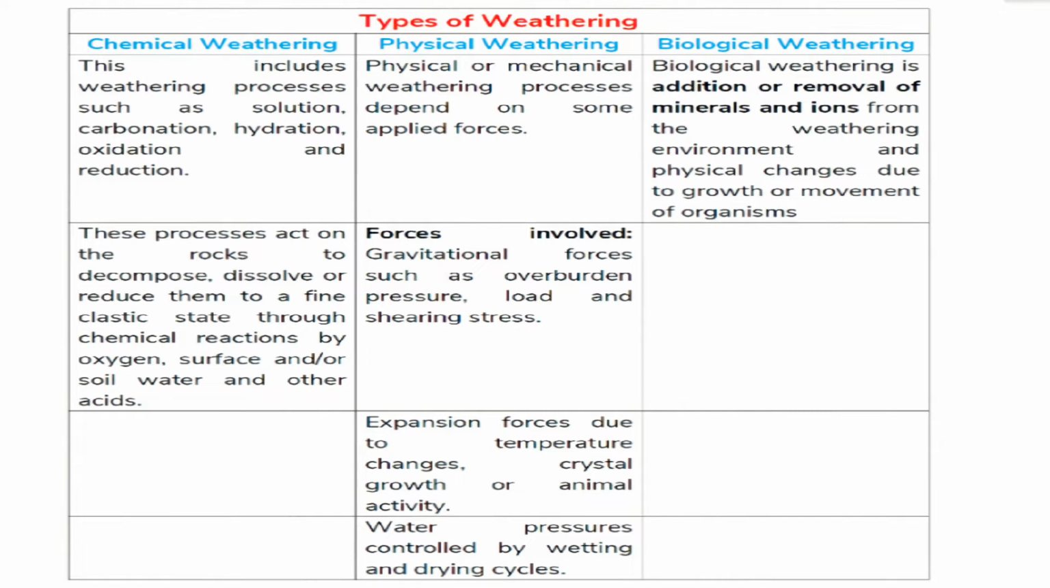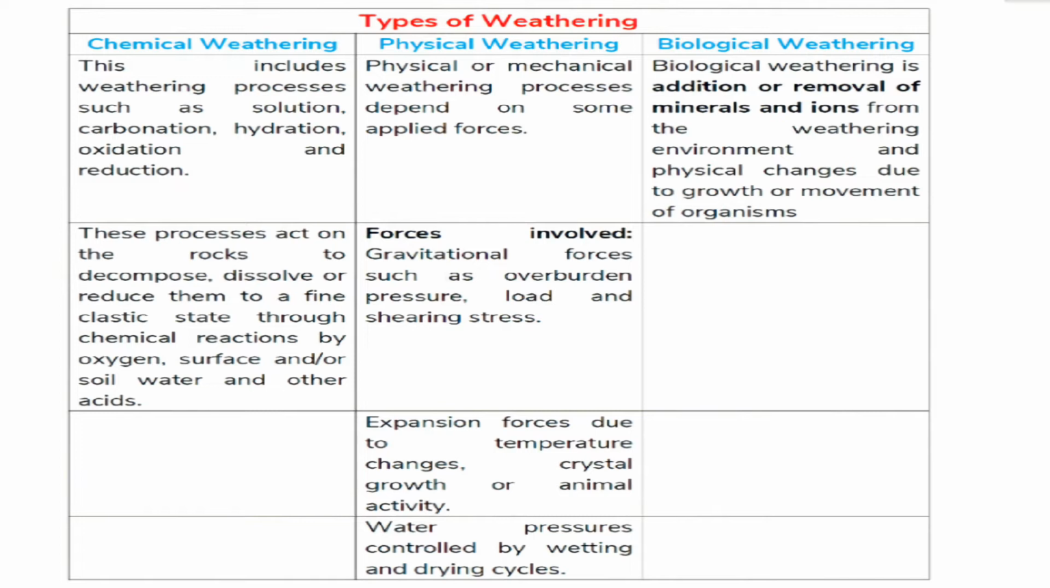Physical weathering. Physical or mechanical weathering processes depend on some applied forces. Forces involved. Gravitational forces such as overburden pressure, load and shearing stress. Expansion forces due to temperature changes, crystal growth or animal activity. Water pressures controlled by wetting and drying cycles.